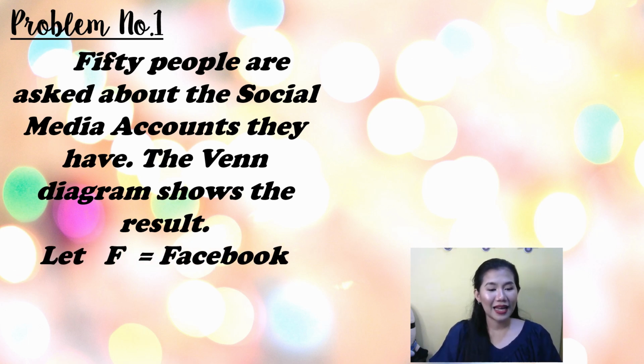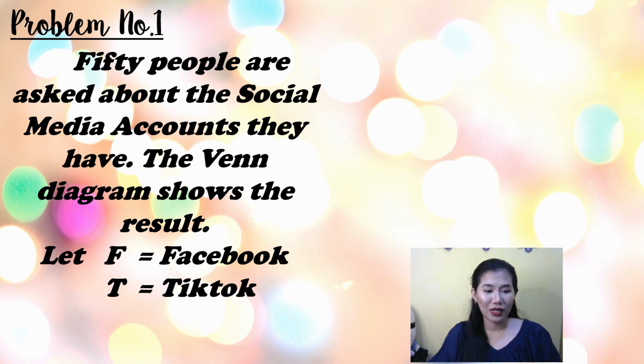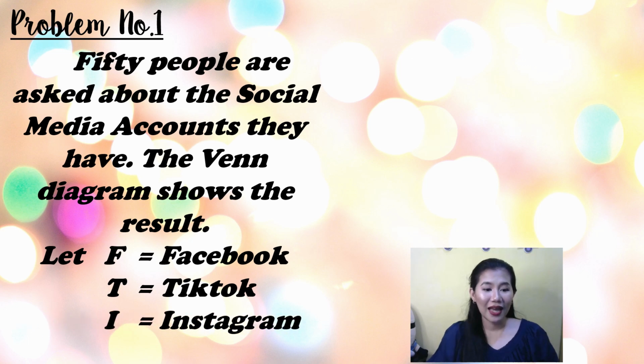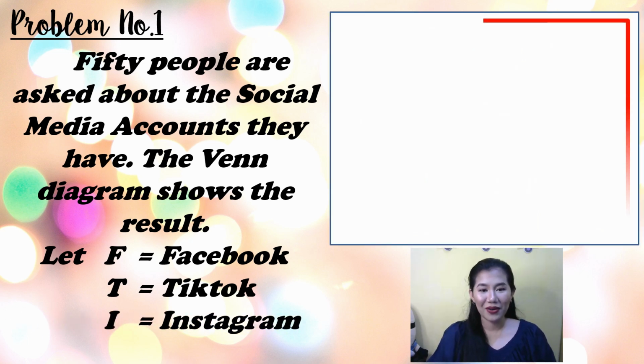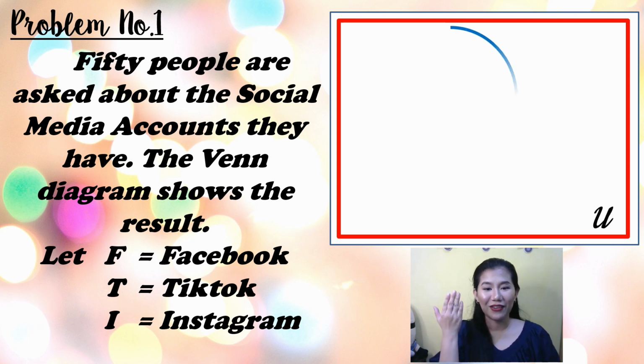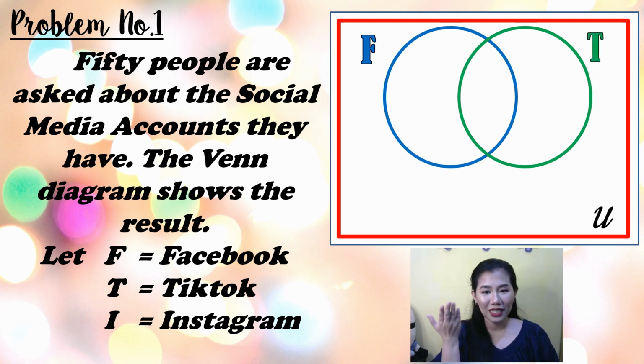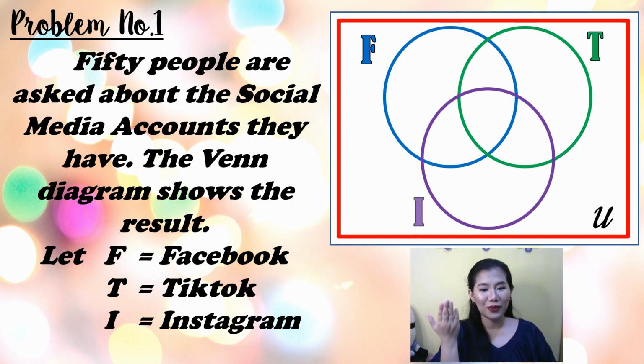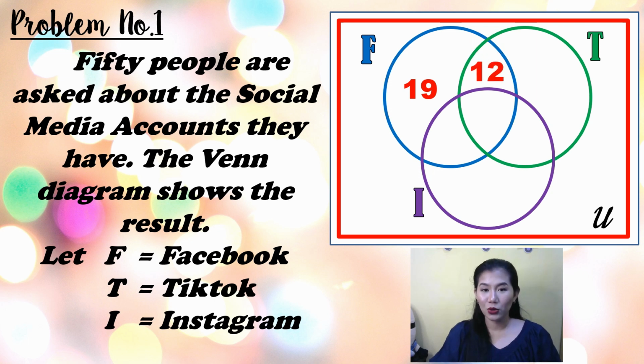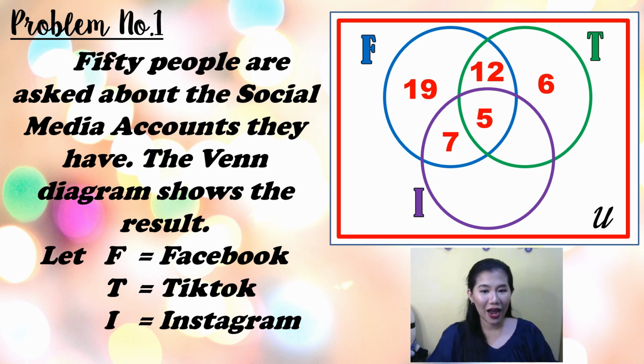Let F, the circle F, be the Facebook, let T be the TikTok, and let I be the Instagram. So here is the Venn diagram. Take a look at the Venn diagram up there. The blue one is for Facebook, the green circle is for the TikTok, and the violet one is for the Instagram. And I'm going to put numbers there. So 19, 12, 7, I put 5 there, I put 6 there, and I put 3 there.